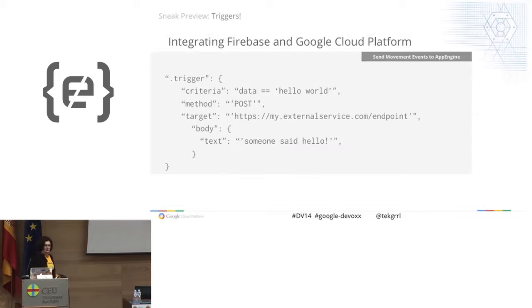And that's what a trigger would look like, again, using this DSL type format for declaring stuff within Firebase, rules, that kind of thing. We have a trigger here defined, we have certain criteria, we have the webhook definition, which is a post request to my.externalservice.com/endpoint and some HTTP post body. In this case, someone said hello. But it could contain much more. It also contains other information from the values that have changed.